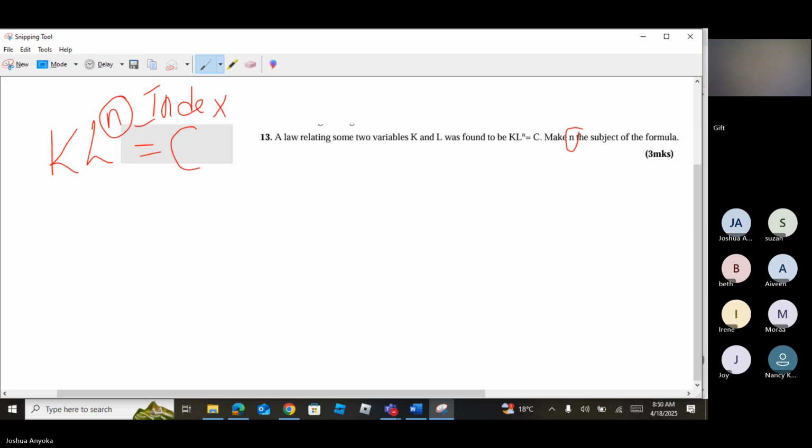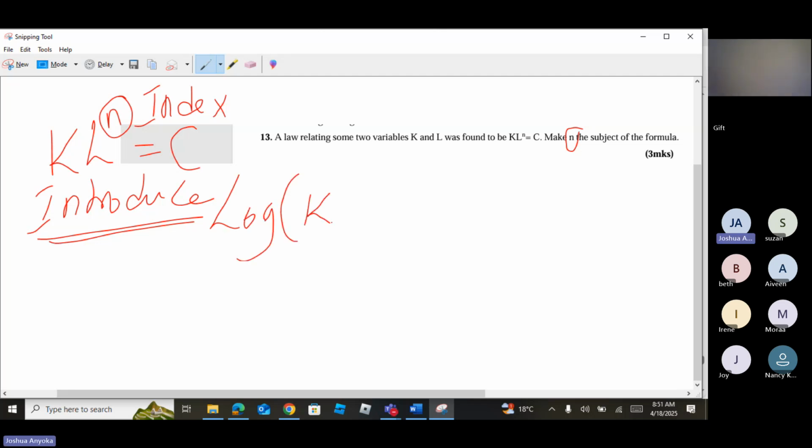If you are making an index the subject, you are expressing n as the subject of the formula, and it is the index. So what is required is that we must introduce logs. That one has no shortcut. We introduce logs on both sides. So you will say log k l power n is equal to log c.